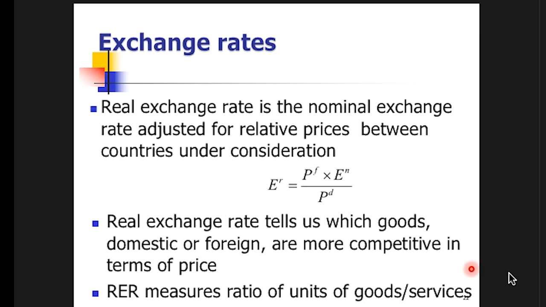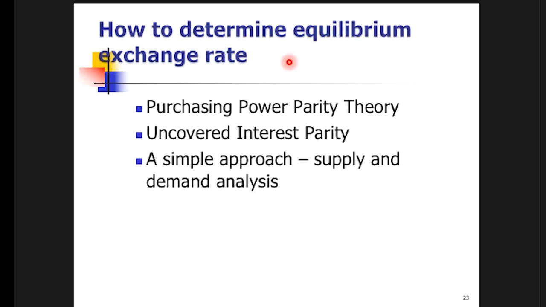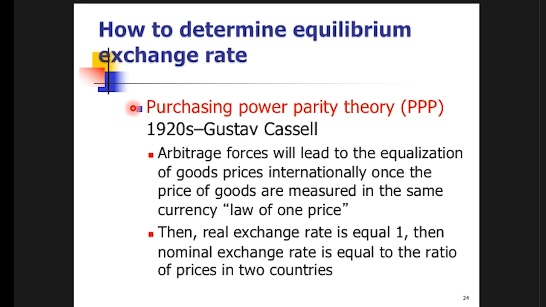From the importance of the exchange rate, we will go on to explain how to determine the exchange rate. There are three typical theories to determine the exchange rate. The first theory is the purchasing power parity theory. According to purchasing power parity, or PPP theory, the real exchange rate will equal 1, or this is called the law of one price.